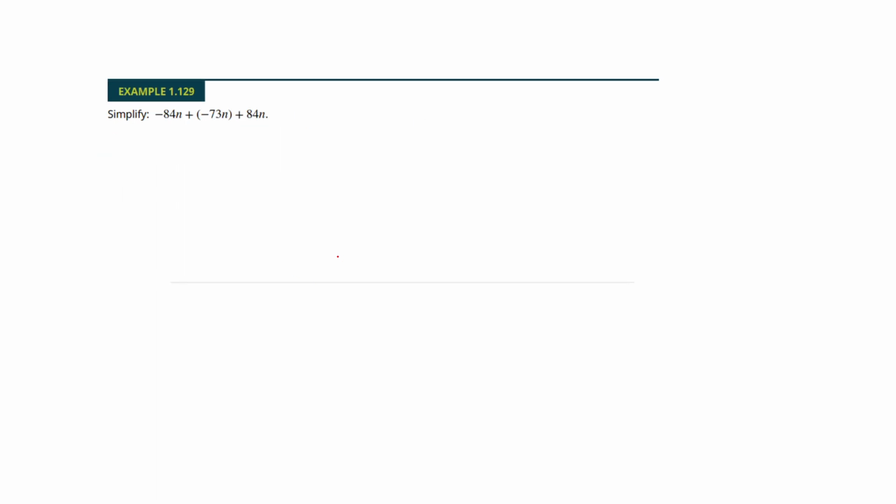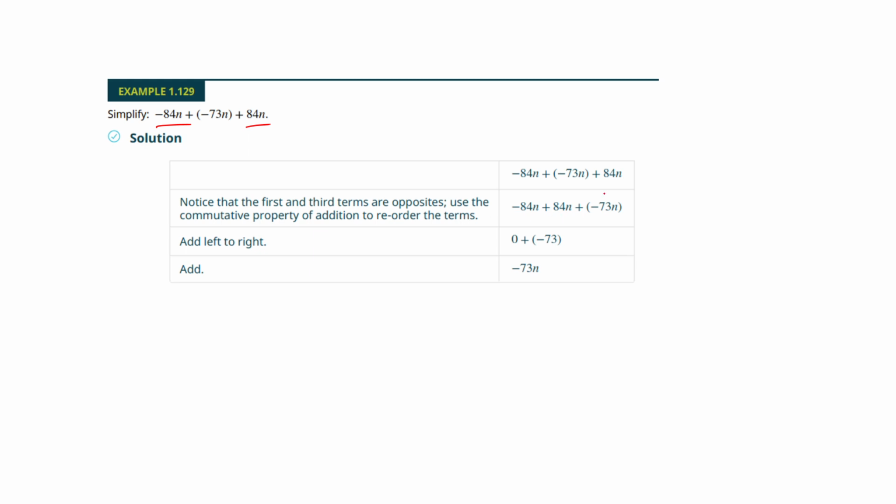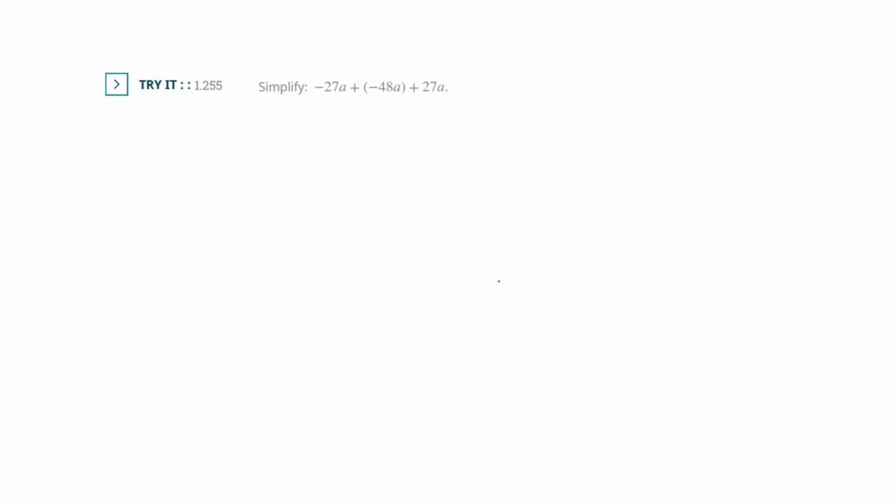Okay, another principle they've got for us here is that it doesn't matter the order that we add. So these are opposites, so let's just get rid of them. And if I got rid of them because they were opposites, I would just be left with negative 73n. The order we add doesn't matter. These are opposites, so they're gone. So all I'd be left with is negative 48a. These are opposites. You're left with negative 92x.